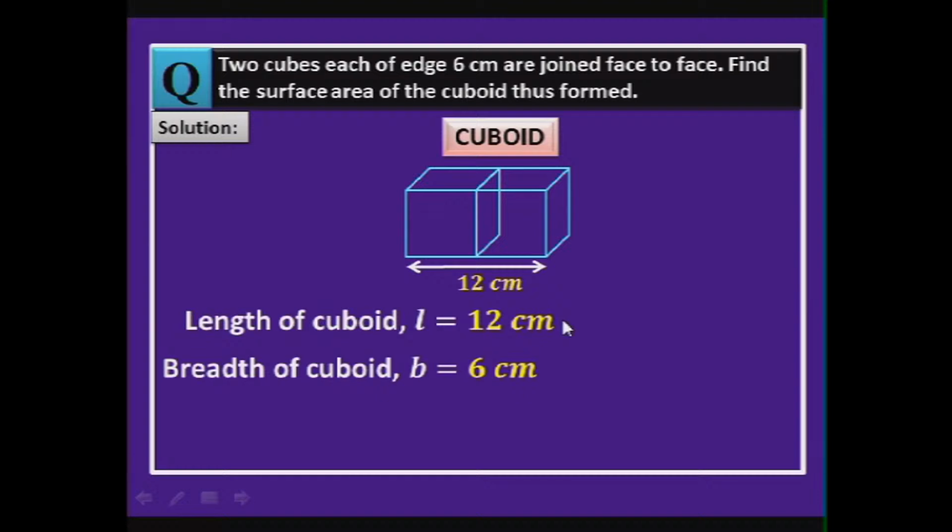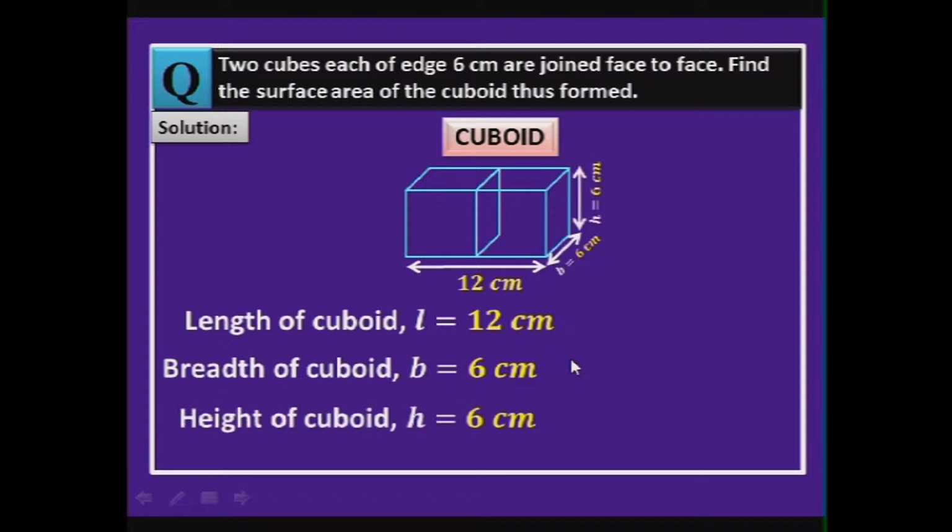What about the breadth of the cuboid, children? Yes, it is 6, because we have already seen that in a cube, all the edges have the same length. So, if it is 6, this is also 6 and this is also 6. Only the length part is changed, the breadth remains the same, that is 6. And what is the height of the cuboid, children? Yes, that is also equal to 6 centimeters.